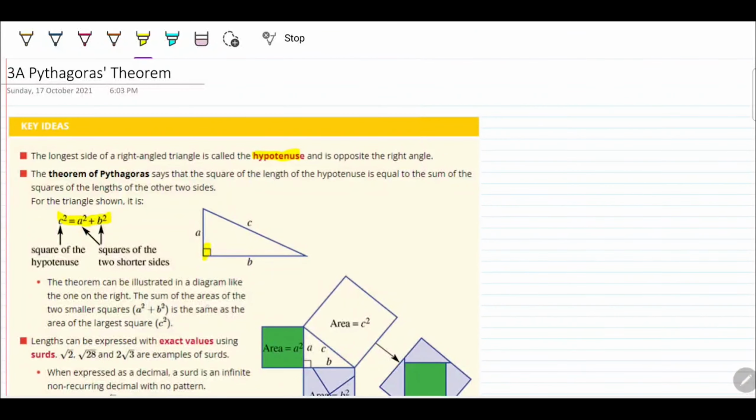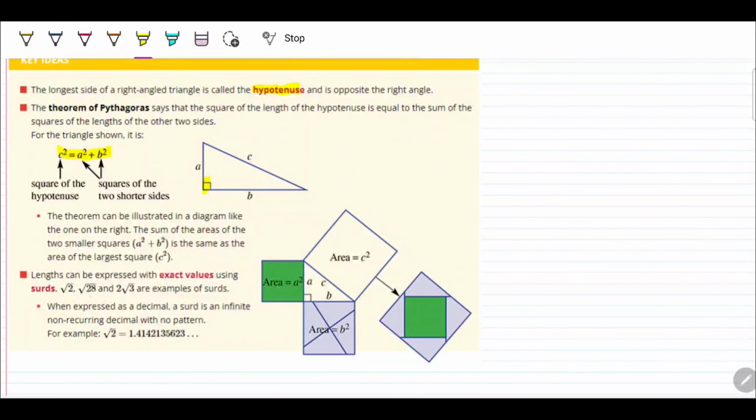This theorem can be illustrated in a diagram like the one on the right. The sum of the areas of the two smaller squares, a squared and b squared, is the same as the area of the largest square, which is c squared. Now if we look at this second dot point, lengths can be expressed with exact values using surds. So root 2, root 28, and 2 root 3 are all examples of surds.